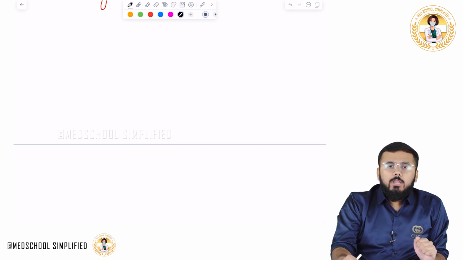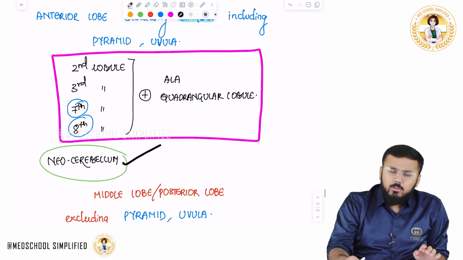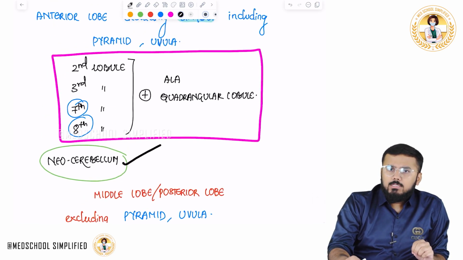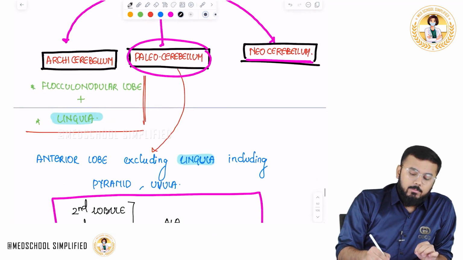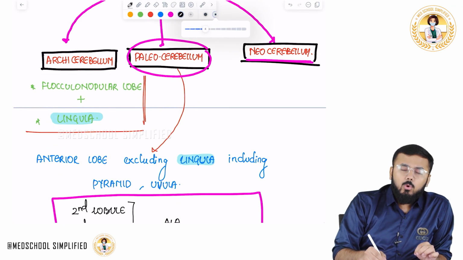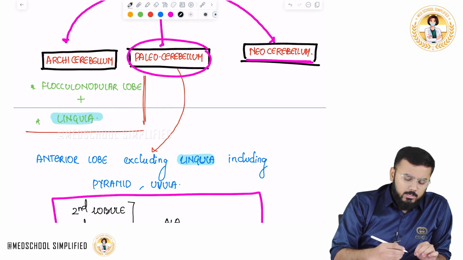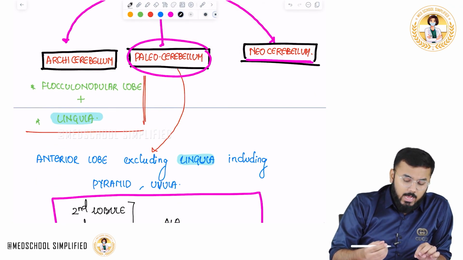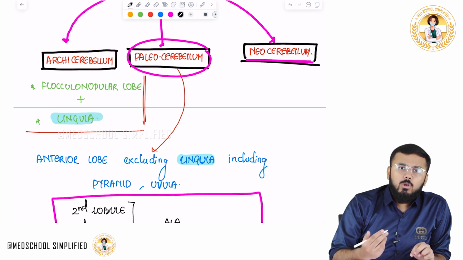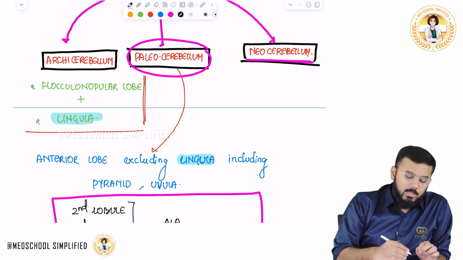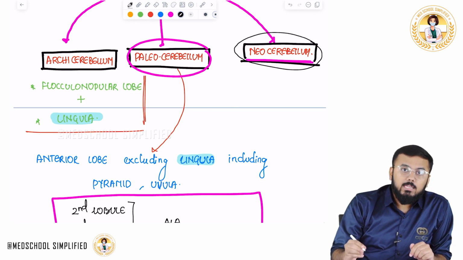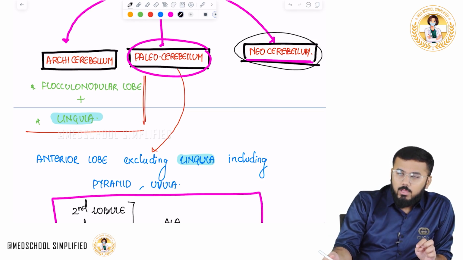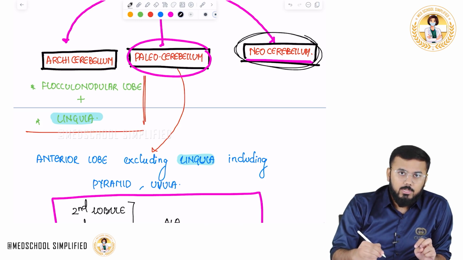Now why are you calling them paleocerebellum, neocerebellum as well as archicerebellum? The only reason is that the archicerebellum is the oldest cerebellum. Based upon the embryological basis, the archicerebellum is the oldest, or the first formed. That is why you call it archicerebellum. The neocerebellum is the cerebellum which is formed newly. That is why you call it a neocerebellum.